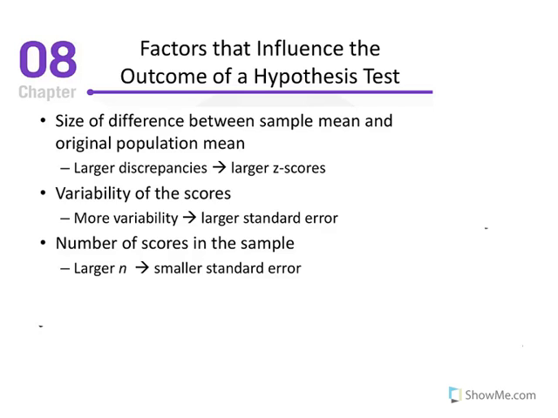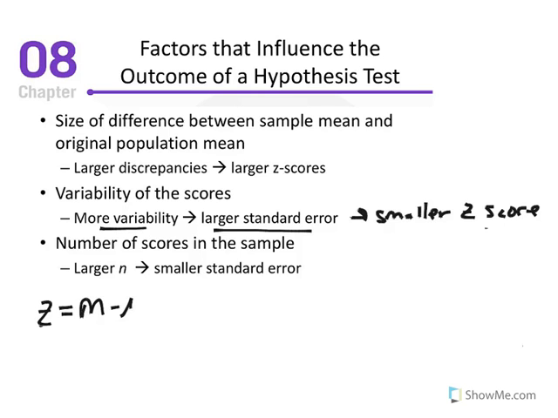And the next one, variability of the scores. So more variability lends itself to larger standard error and generates a smaller z-score. And again, this is all determined mathematically. So again, z is equal to M minus mu divided by standard error. And we know that standard error is equal to standard deviation over the square root of n.